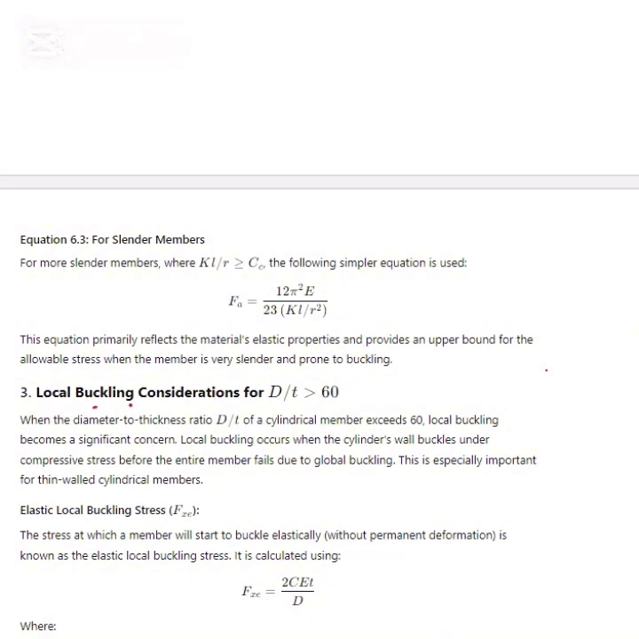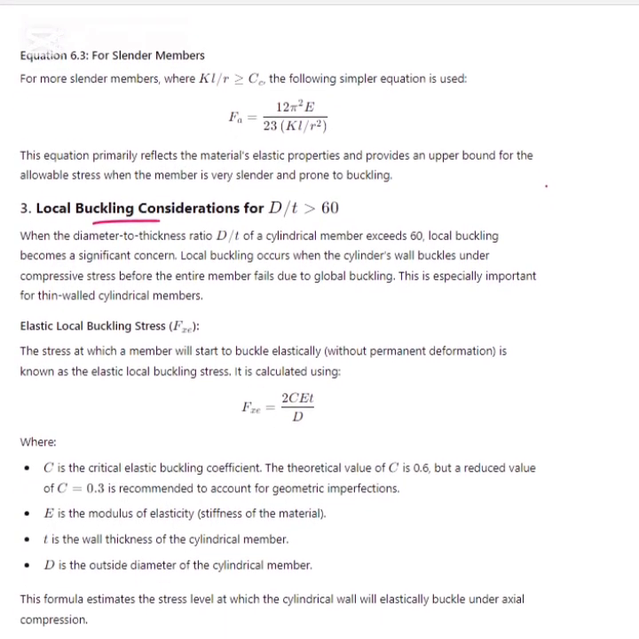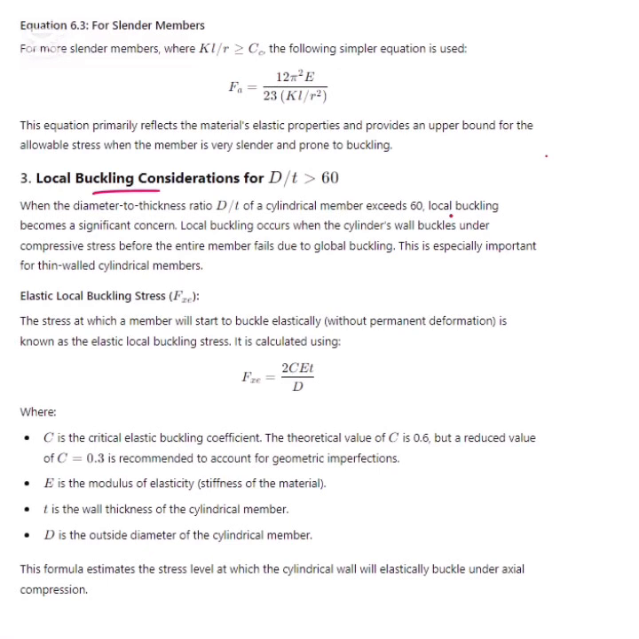Another thing is local buckling considerations. When the D by t ratio is greater than 60, local buckling becomes a significant concern. Local buckling occurs when the cylinder's wall buckles under compression before the entire member fails due to global buckling.